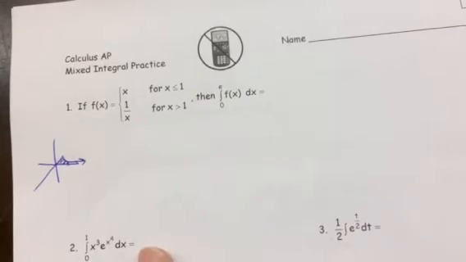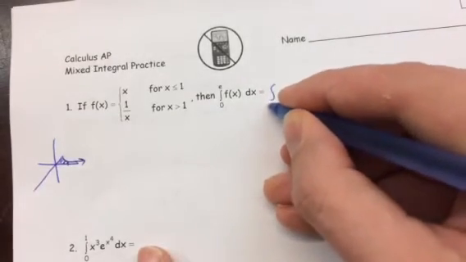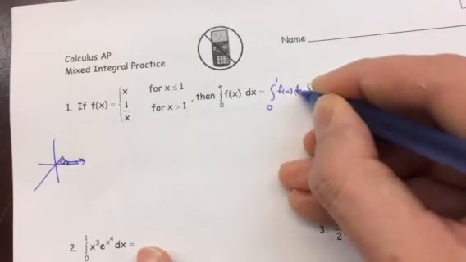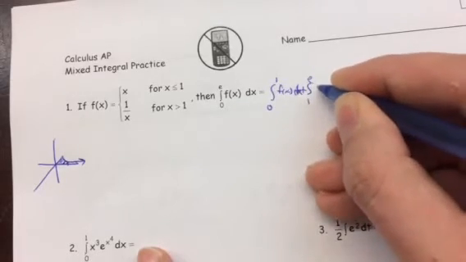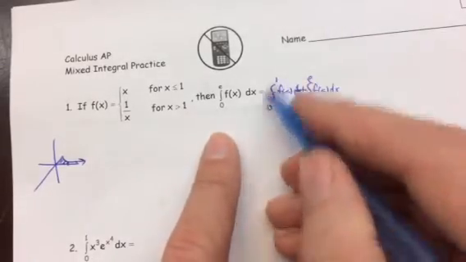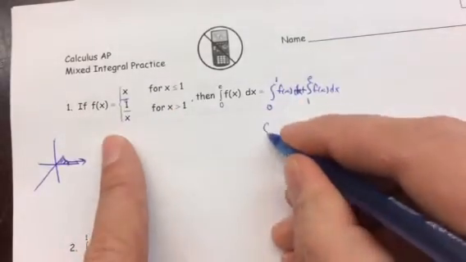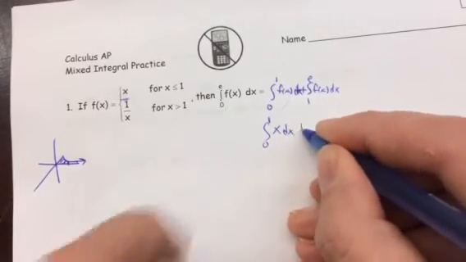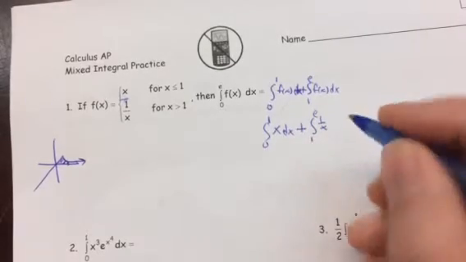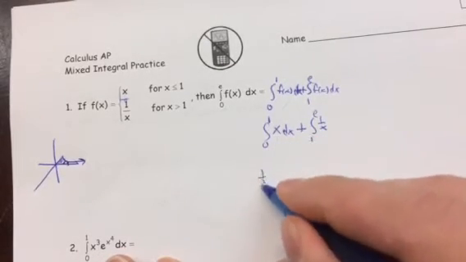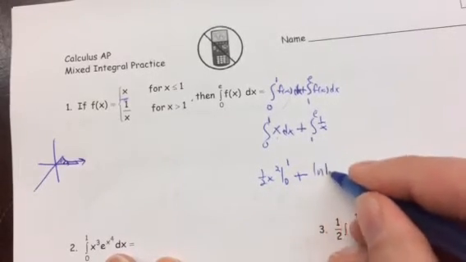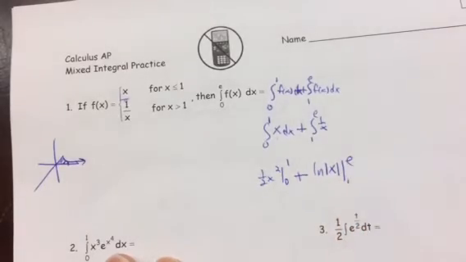And so we have to just use a quick property of integrals. This is the same as the integral from 0 to 1 of f of x dx plus the integral from 1 to e of f of x dx. The reason this is pretty easy is because the integral from 0 to 1 will just be using this function. So it's the integral from 0 to 1 of x plus the integral from 1 to e of 1 over x. So this is 1 half x squared from 0 to 1 plus natural log of the absolute value of x from 1 to e.